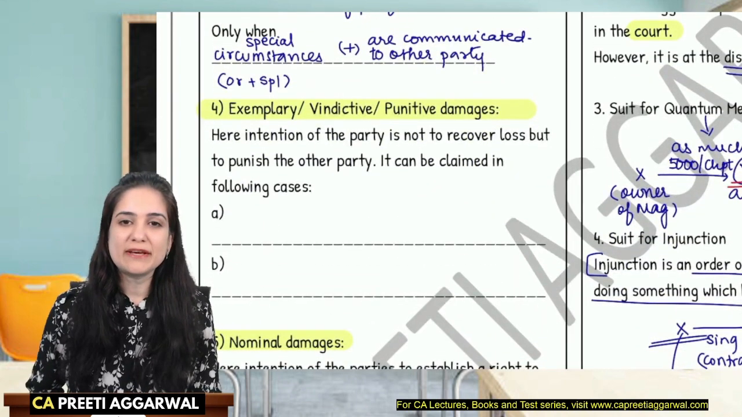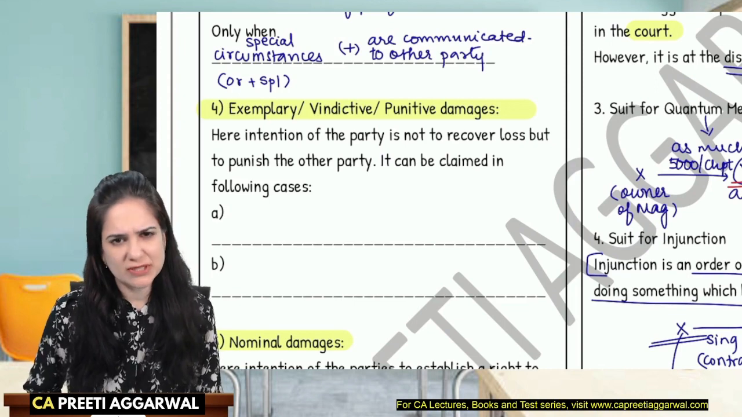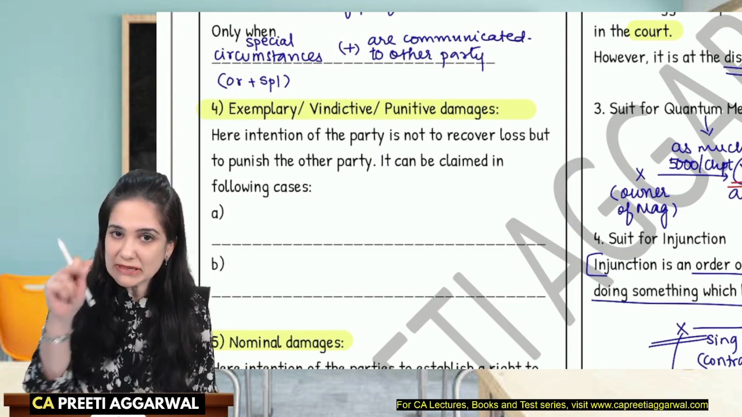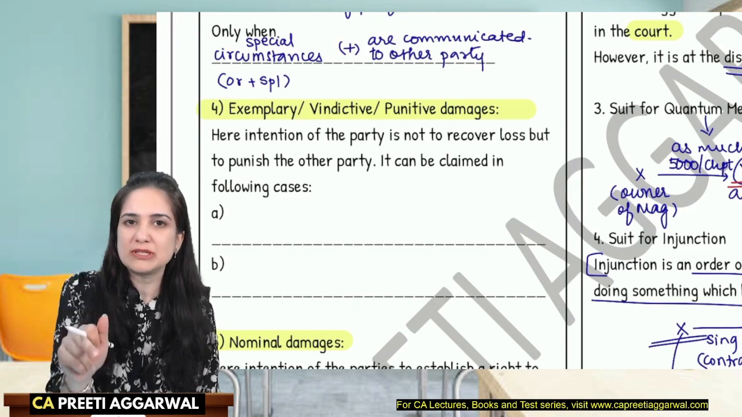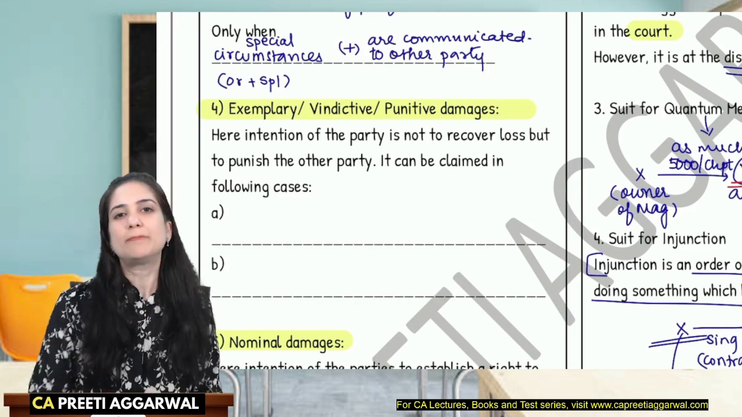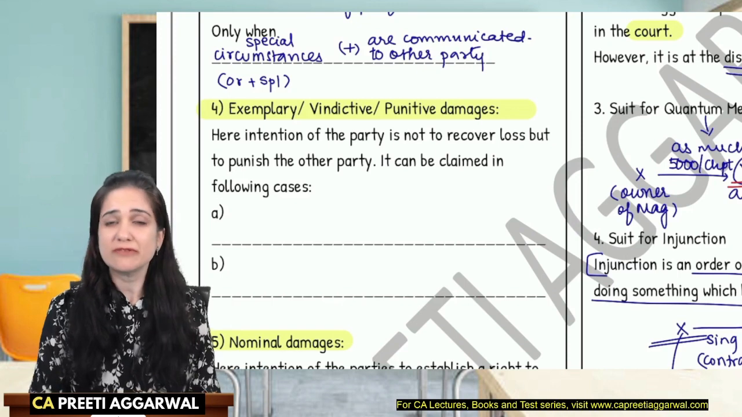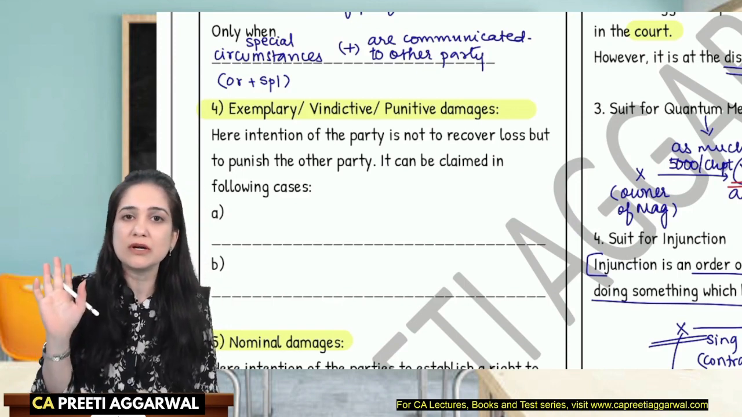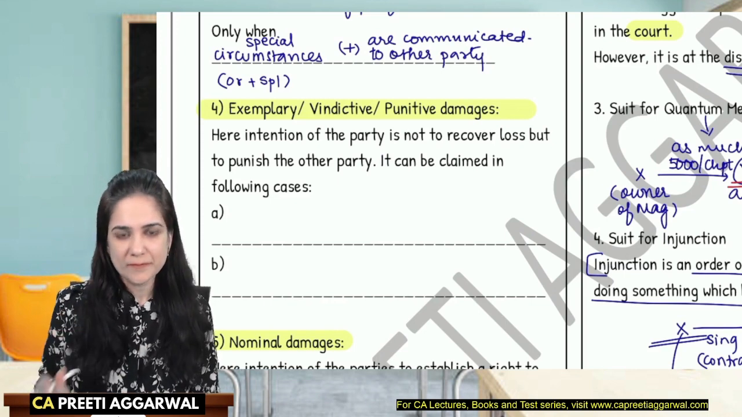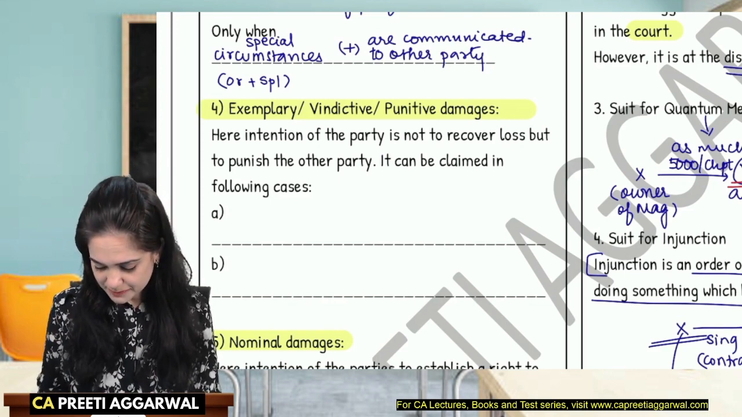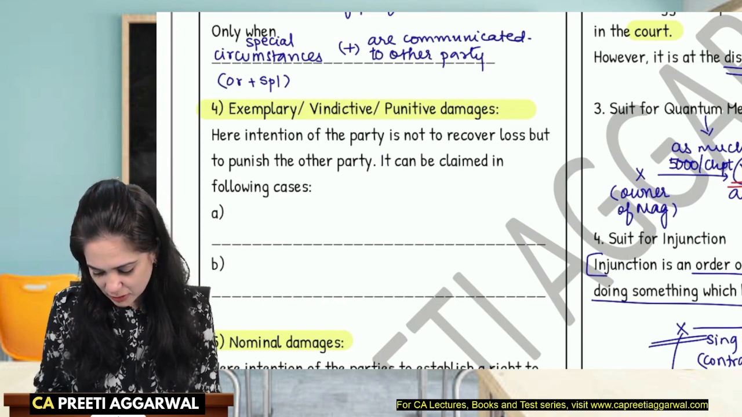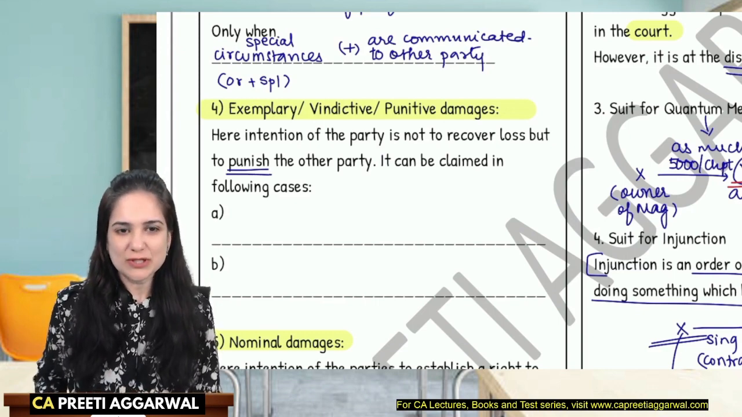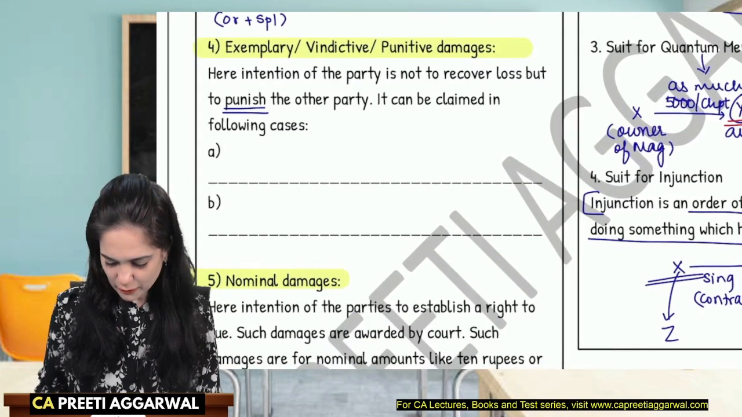What are exemplary, vindictive, or punitive damages? They are also disciplinary damages. Now, my main aim is not just compensation, but in this case, my main aim of damages is to punish the party committing breach. I just want to teach him a lesson. I want to give others a message that if you breach the contract, you will also be subject to the same result. So here the intention is not to just recover the loss, but also to punish the party committing breach of contract. So this can be claimed in the following cases.